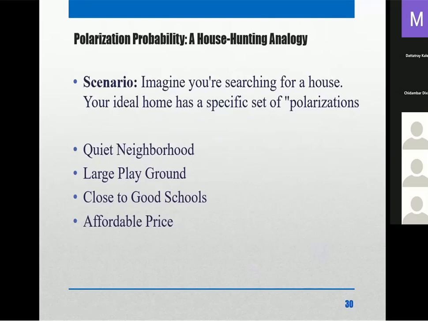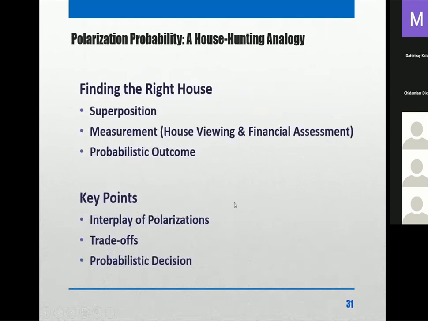basic criteria? Imagine you are searching for a house. Your ideal home has a specific set of polarizations. What is the polarization concept here? A quiet neighborhood, a large playground. This may be the parameter which may polarize me to buy a house. Close to a good school, and importantly, an affordable price. These are the different parameters I am looking for. They are going to polarize me. Am I right?